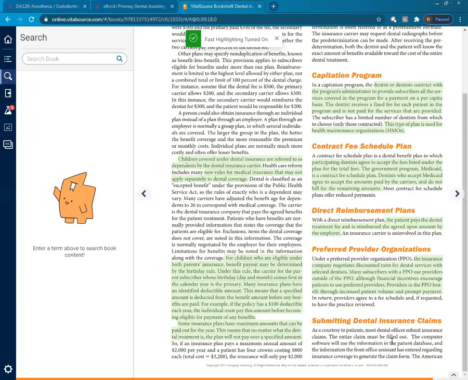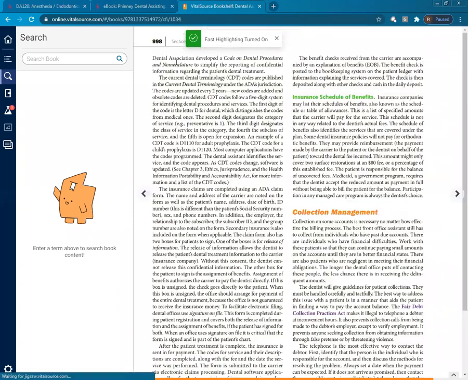Again, this is all pulled from the computer to generate the claim. The American Dental Association has a code on dental procedures to simplify the reporting of this information. The current dental terminology, CDT codes, are published in the current dental terminology under the ADA's jurisdiction. Every 2 years, they update these codes, and some codes are deleted. It's a 5-digit system to identify procedures and services. The first character of the code is the letter D for dental, duh, okay, which distinguishes the codes from the medical ones.